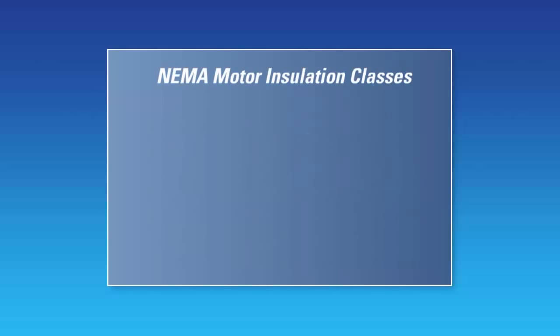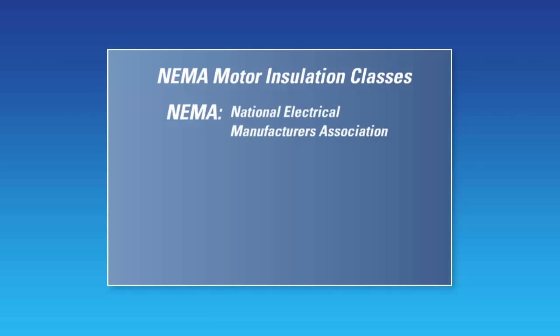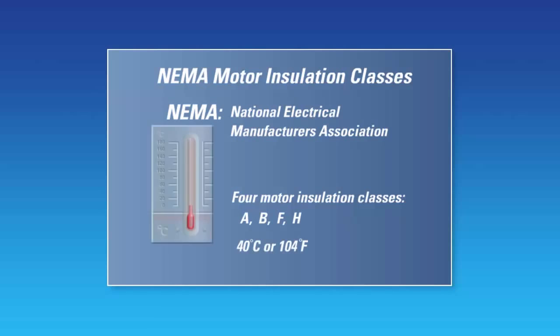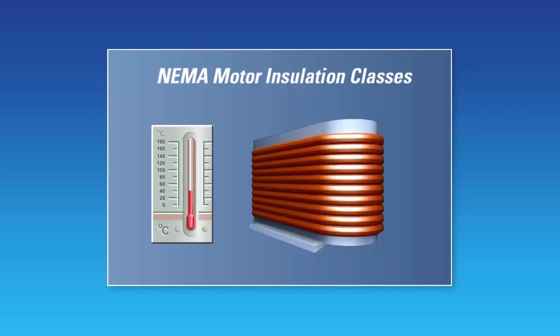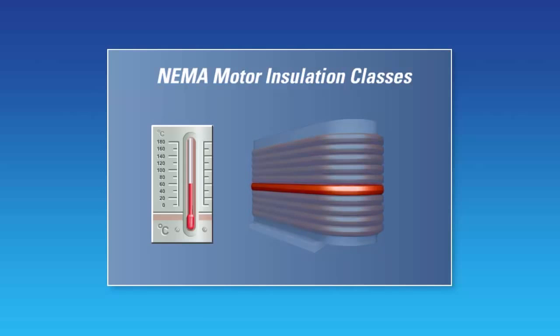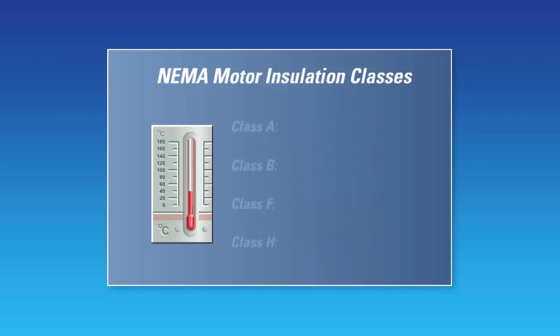NEMA motor insulation classes. NEMA, the National Electrical Manufacturers Association, has established 4 motor insulation classes: A, B, F, and H. The specification has standardized on an ambient temperature of 40 degrees Celsius or 104 degrees Fahrenheit for all classes. Each class of insulation has a different maximum motor winding temperature rise, in addition to a hot spot temperature, which is an additional temperature rise for the windings that are surrounded by other windings. The maximum temperature rise and hot spot for each class of insulation is as follows.